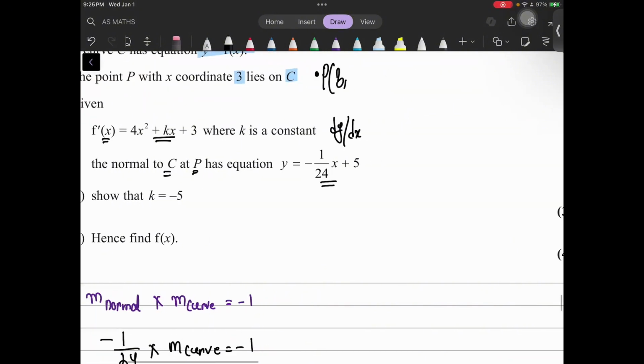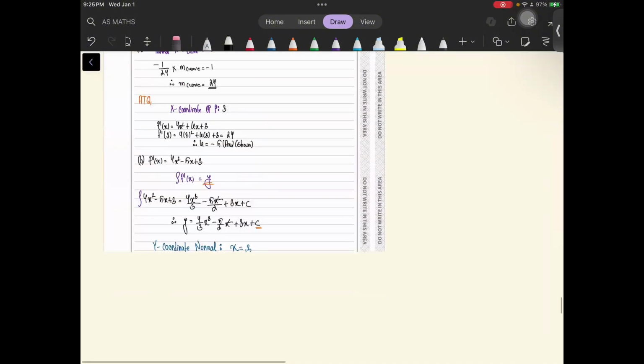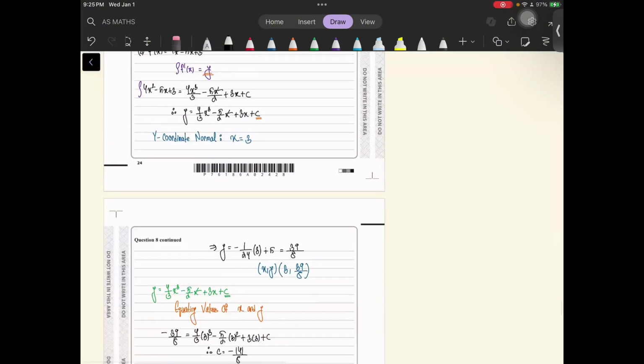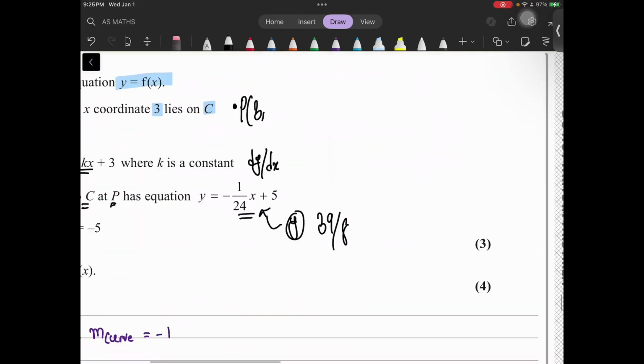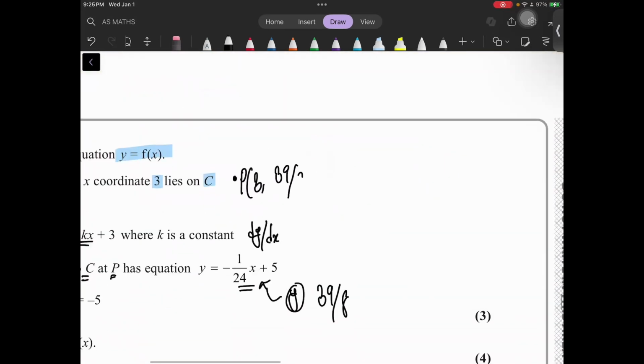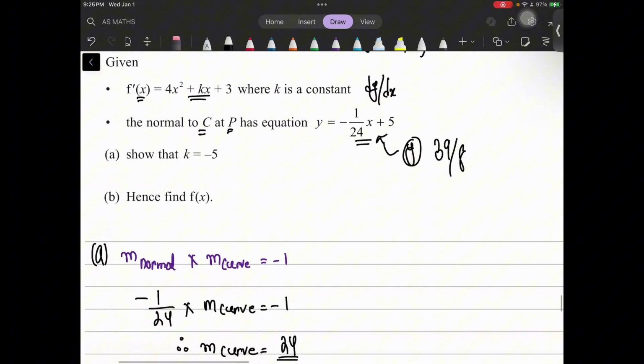If we put the value of x equals 3 in this equation, we can easily get a value of y. I did it. The value of y is going to be 39 by 8. So k is going to be equal to minus 5.